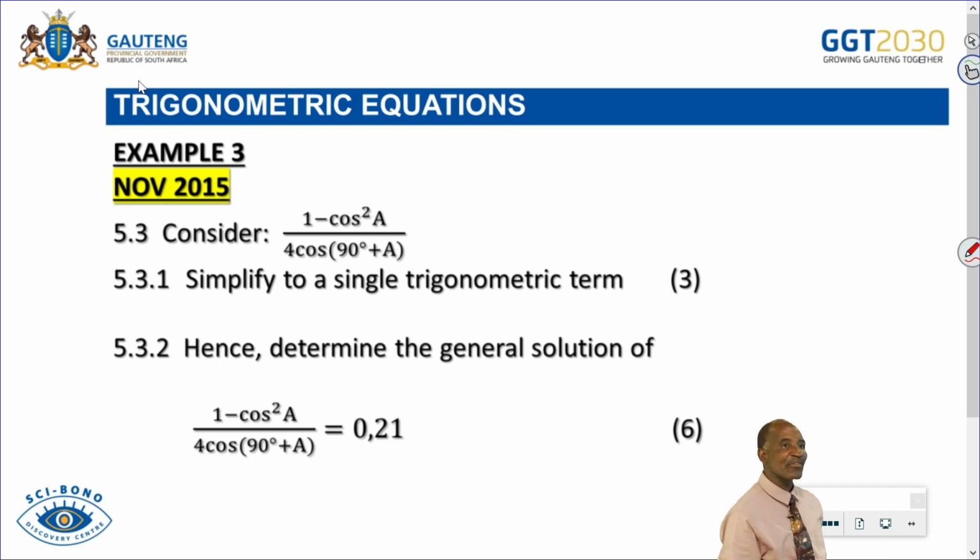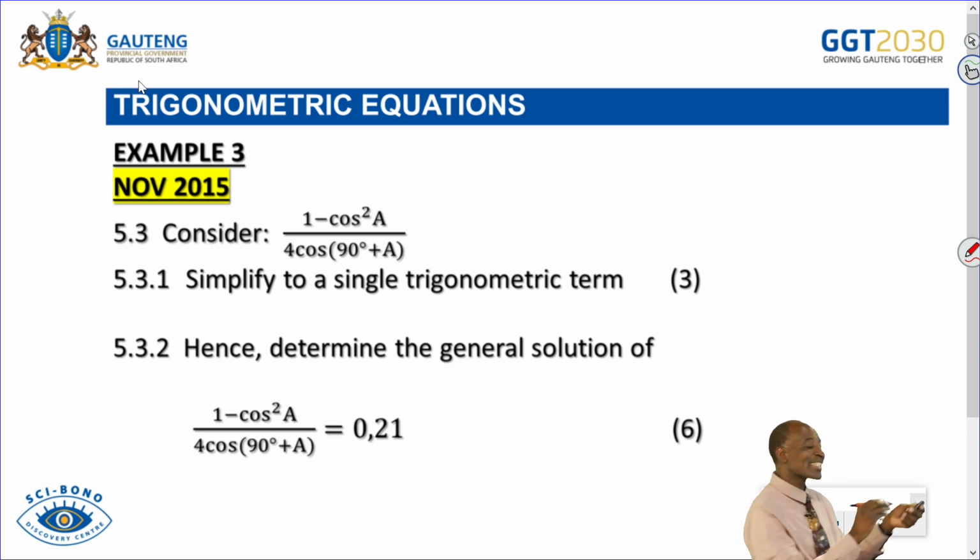Our next question is a November 2015 past exam paper. It says consider the expression 1 minus cos squared A divided by 4 cos 90 degrees plus A. That is the first part of the question. Simplify to a single trig ratio for 3 marks. We are not dealing with simplification, but along the way there is simplification.